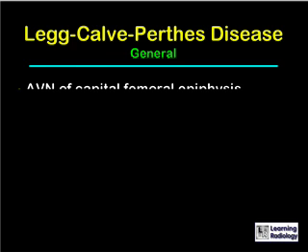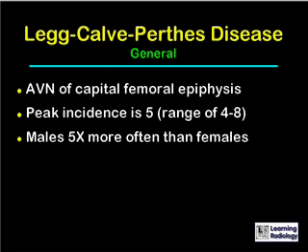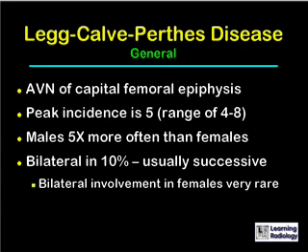Legg-Calvé-Perthes disease is essentially avascular necrosis of the capital femoral epiphysis. Its peak incidence is 5 years of age with a range of between about 4 and 8. Males are 5 times more often involved than females, and it is bilateral in about 10% of cases. The bilateral involvement is usually one hip after the other rather than both of them being abnormal at the same time. Bilateral involvement in females is very rare.